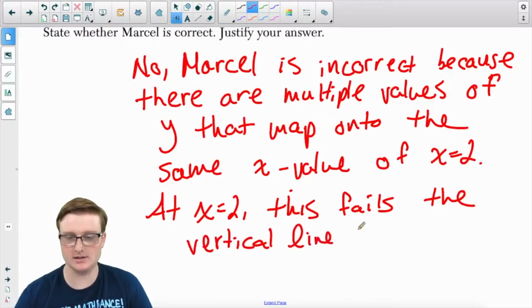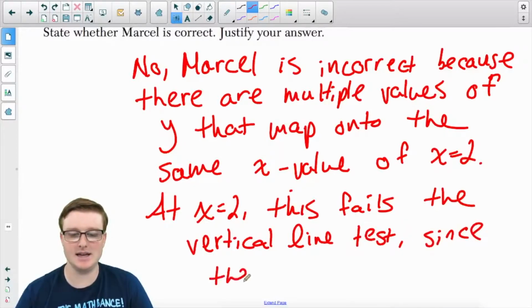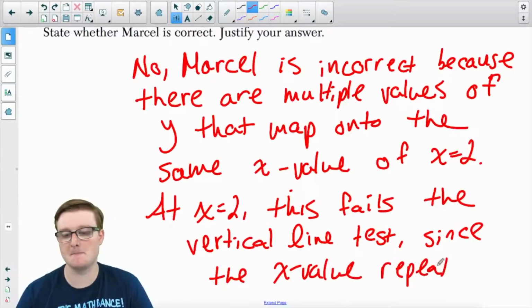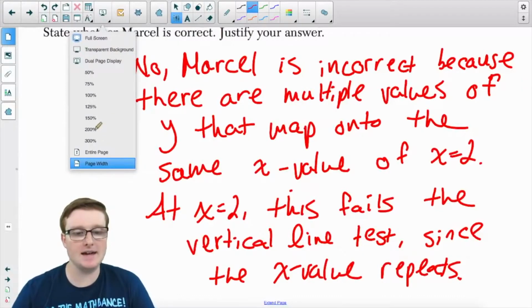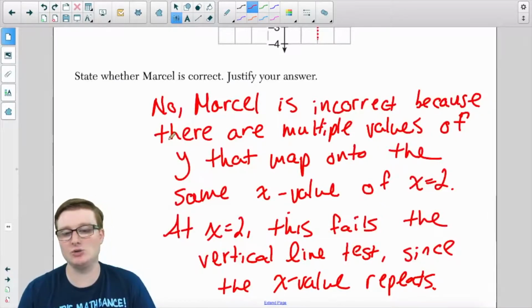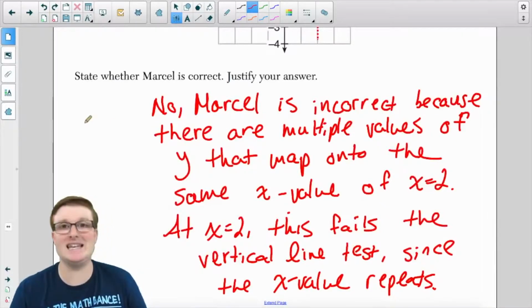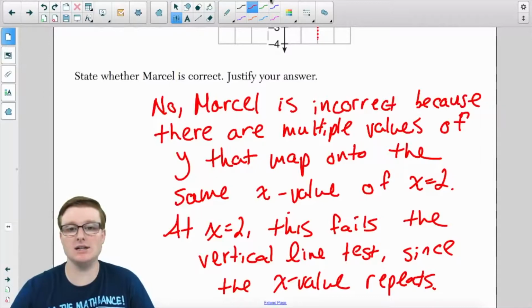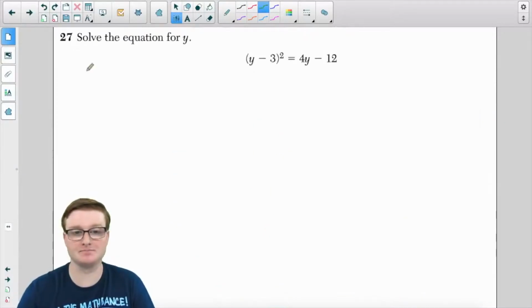Vertical line test, since the x value repeats. And that is how you could explain your answer to justify why Marshall is incorrect. All right, moving on to question number 27.